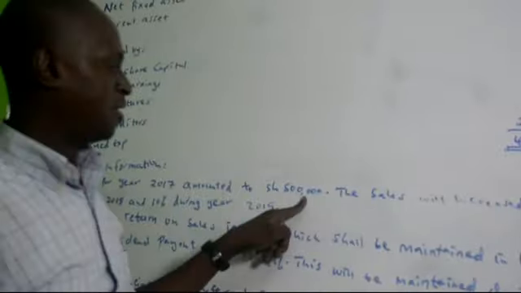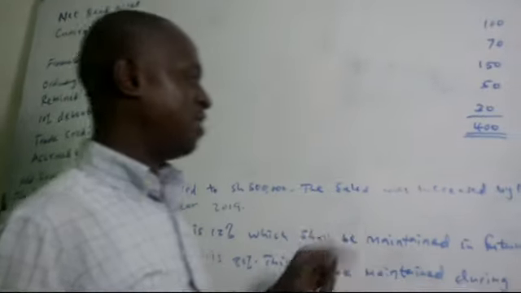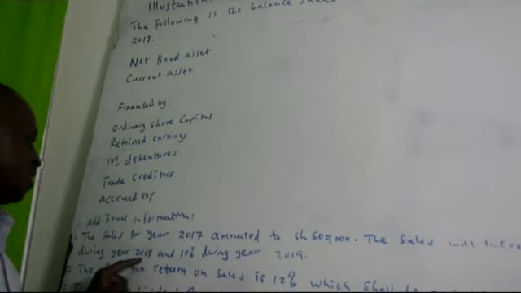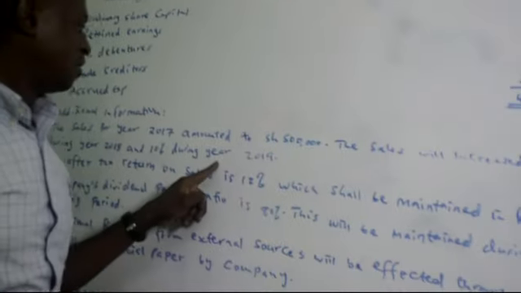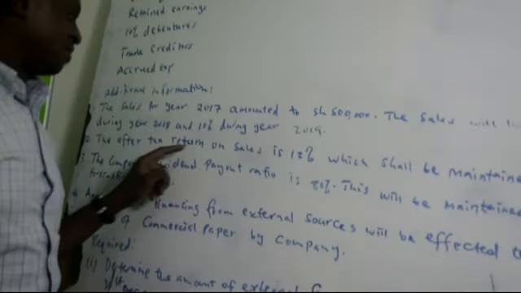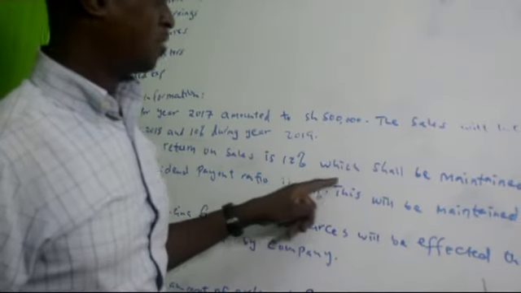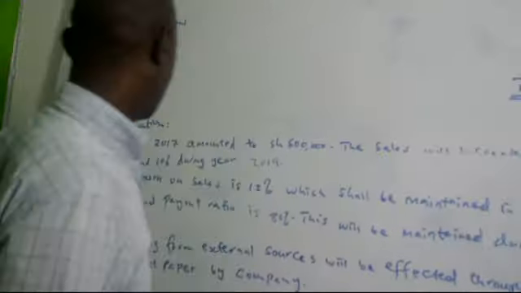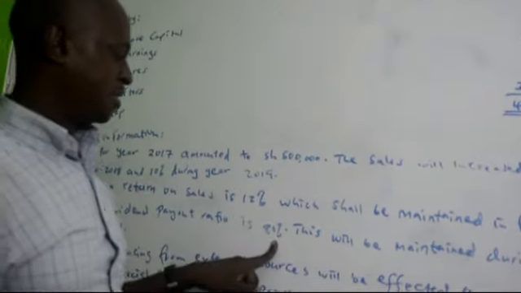We have additional information. Number one, the sales for the year 2017 amounted to shillings 500,000. The sales will increase by 15% during the year 2018 and 10% during the year 2019. Number two, the after-tax return on sales is 12%, which shall be maintained in future. Number three, the company's dividend payout ratio is 80%.